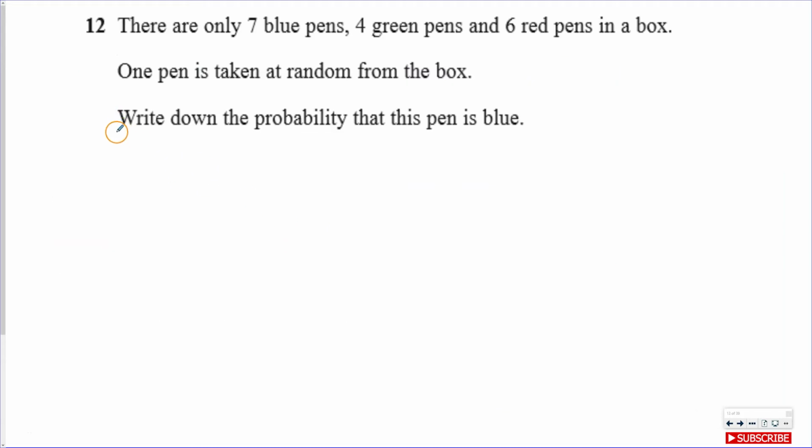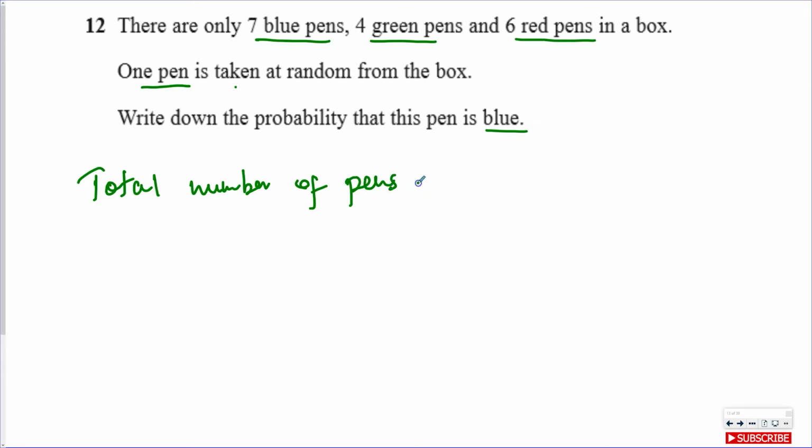And now for question 12, we're told there are only 7 blue pens, 4 green pens, and 6 red pens in a box. One pen is taken at random from the box. Write down the probability that this pen is blue. So before you do anything, you need to add the total number of pens. So the total number of pens is going to be equal to 7 plus 4 plus 6, which is equal to 17.